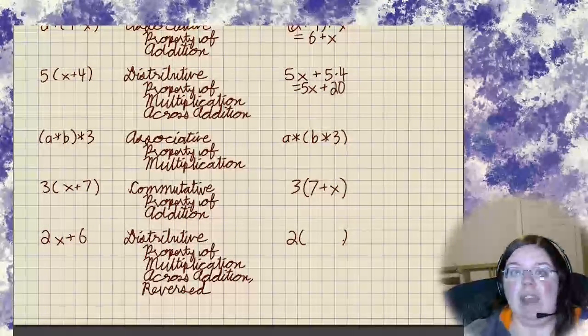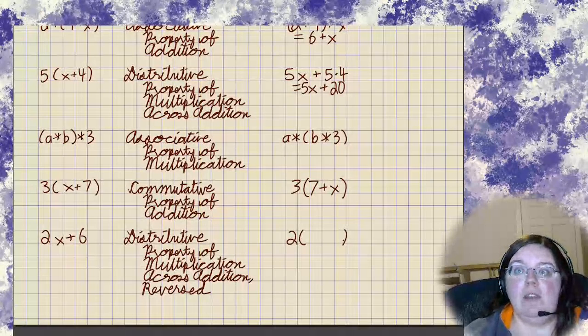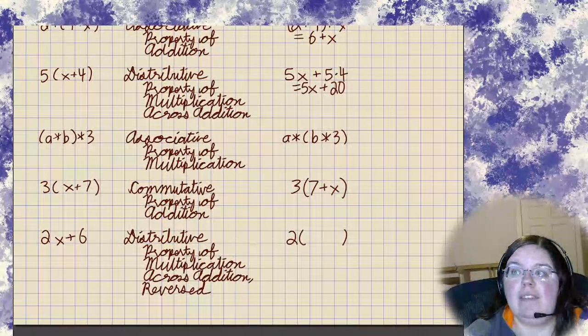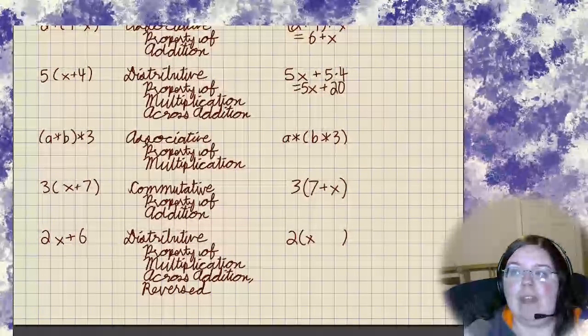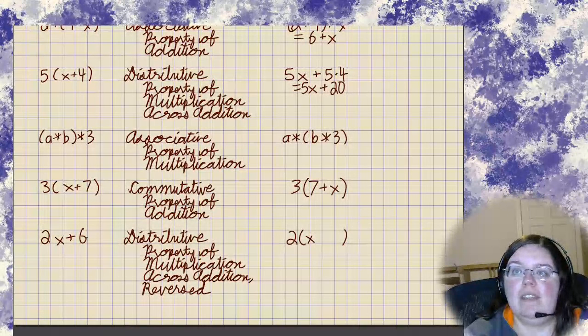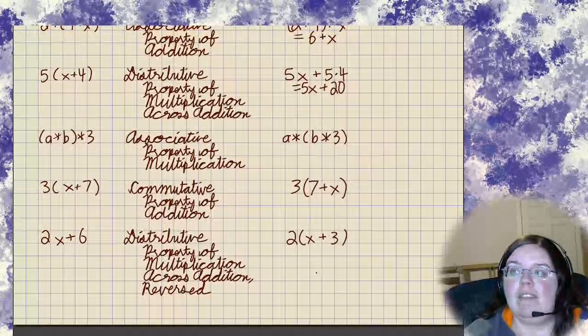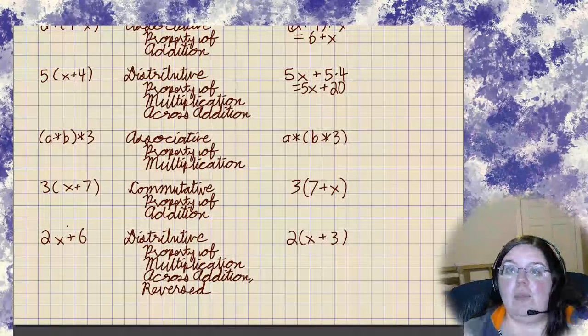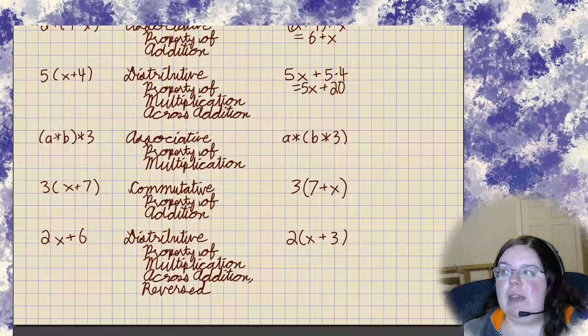Now what's inside the parentheses? So I need a representative for each term. If I put an x, when I distributed that, I would get 2x. Also for the 6, if I put a 3 inside the parentheses, when I distribute the 2 onto the 3, I would get a 6. So that is how we use these properties to generate some equivalent expressions.